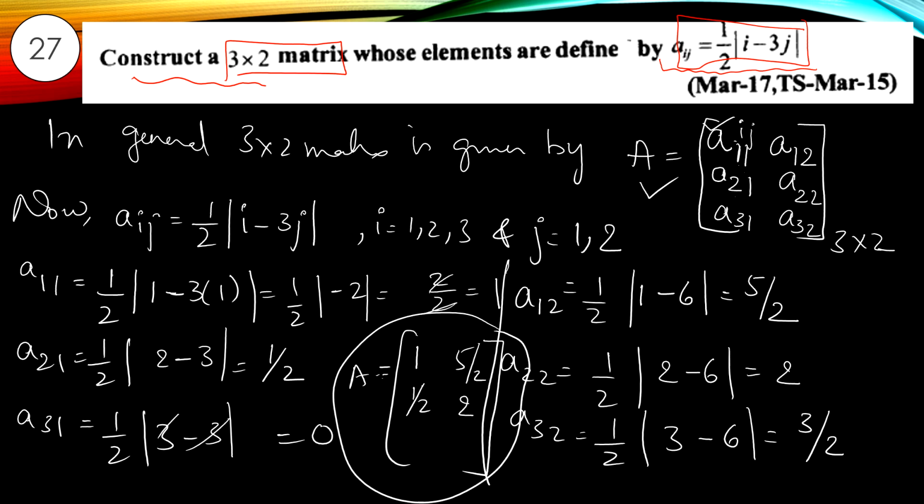But you have to keep everything very neat and clear, okay guys. So these are A11, A22 and so on; I'm calculating the elements by replacing i and j values with 1, 2, 3 and j as 1, 2. I'm keeping all these elements in the matrix A. So 1, 5 by 2, 1 by 2, 2, 0, 3 by 2, this is the final 3 by 2 matrix. Just mention the order as 3 by 2. So construction is done. So next question.